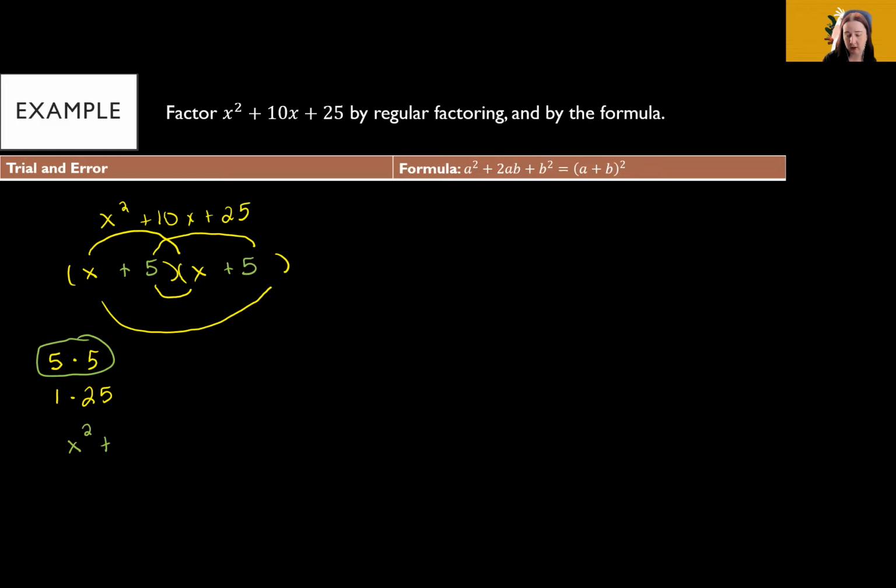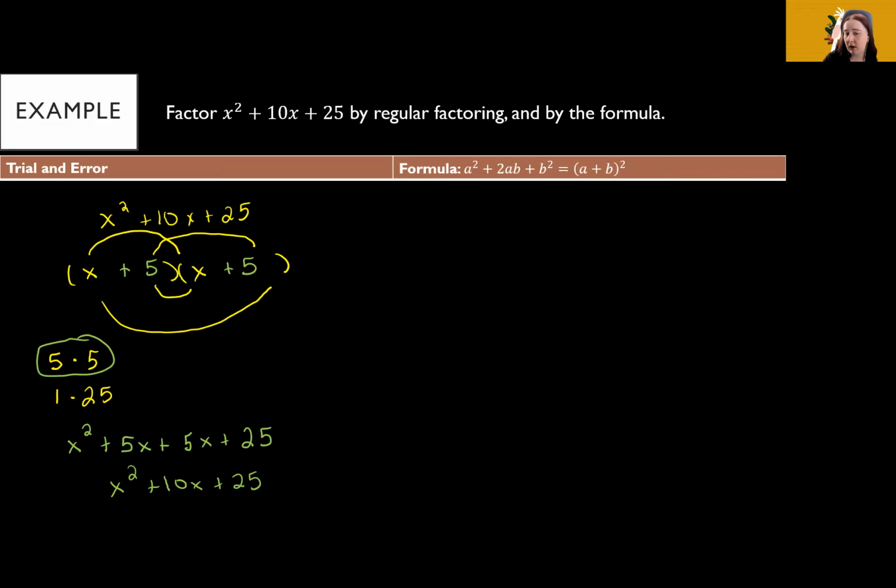Then outside terms for the O is X times 5. So that's 5X. Then inside terms, we have 5 times X. So that's 5X. And then the last terms is 5 times 5, which is 25. So when you simplify, you get X squared plus 10X plus 25. So you've just verified that this is correct.